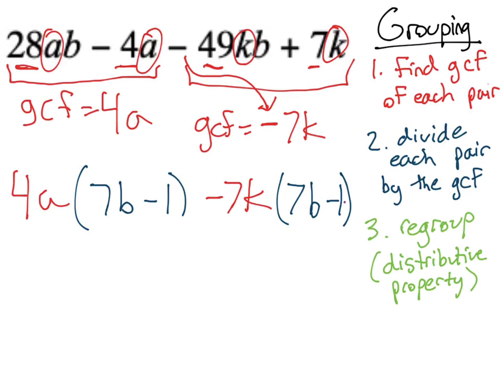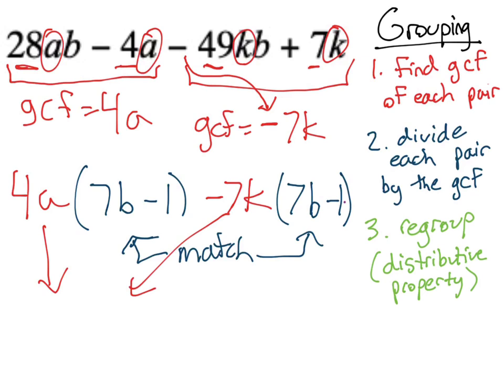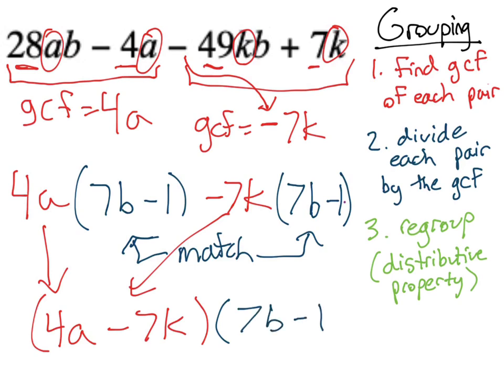This is the point where we want to check and see that what we have left over from each group should match after we've factored out that GCF. And since those do match, we can regroup this together using the distributive property. We'll put our 2 terms 4a minus 7k into one factor, all being multiplied by the other matching factor, 7b minus 1.